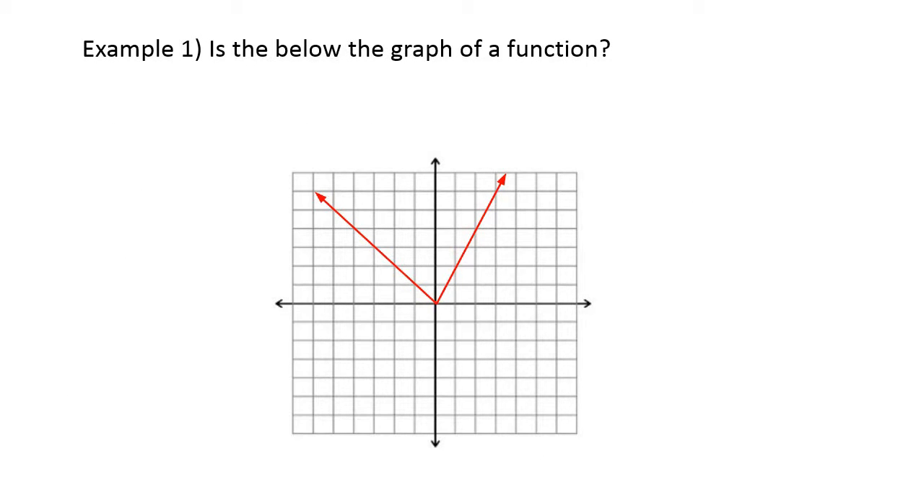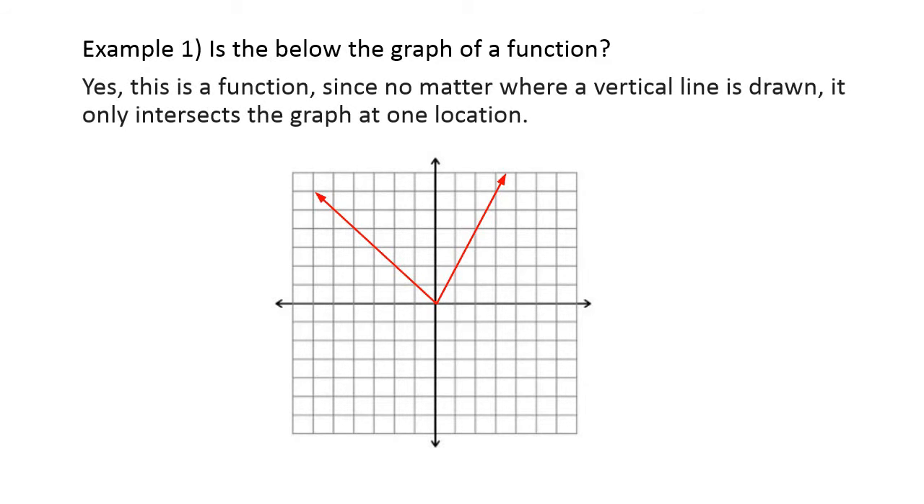Let's look at some examples. Example 1, is the below graph a function? Yes, this is a function, since no matter where a vertical line is drawn, it only intersects the graph at one location. So a vertical line over to the left there, a vertical line at the vertex there, and a vertical line here. The only tricky part here was at that vertex, but at that vertex, when the x value is 0, the y value is 0. The y value cannot be another y value.